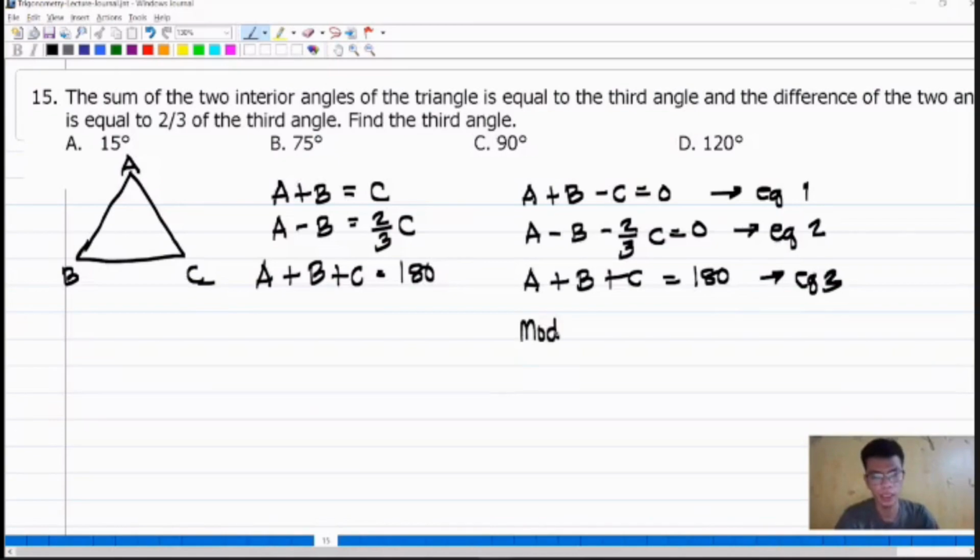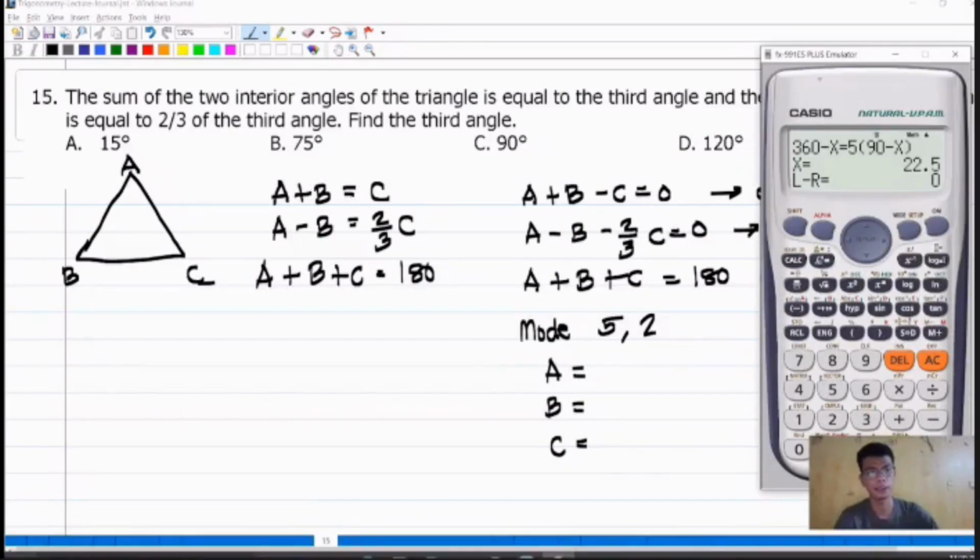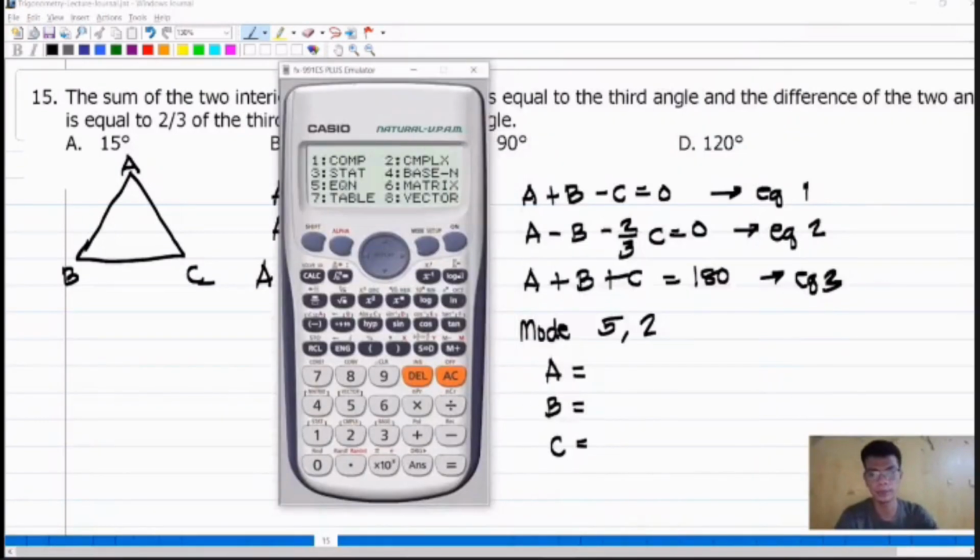So, meron tayong 3 equations, 3 unknowns. We can use mode 5 number 2 sa ating calculator. And ang makukuha natin values dyan is yung A, yung B, and then C. So, pakitake note lang natin na pag gumamit tayo ng mode 5, titignan yung number 2, yung merong variables X, Y, and Z, sila ay nasa kaliwa, and the constant term must be on the right side. Tulad dito, yung 0, and then yung 180. So, para hindi tayo magkamali.